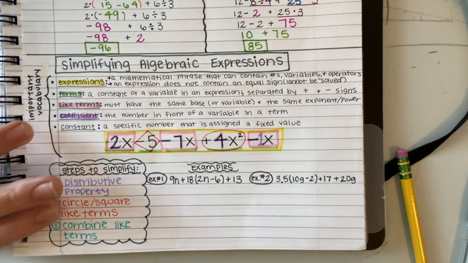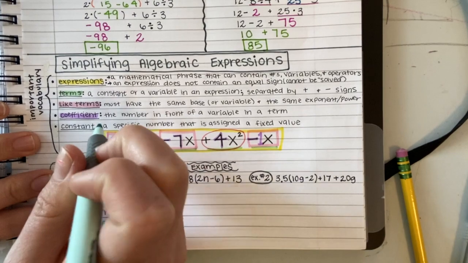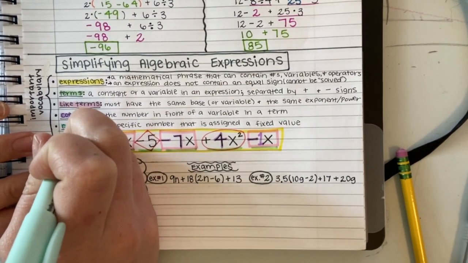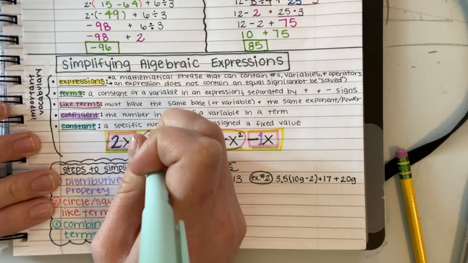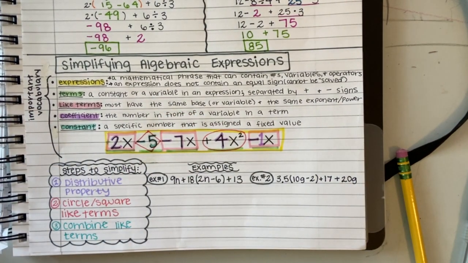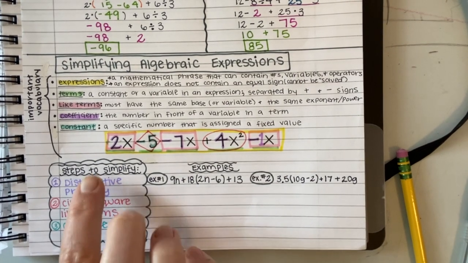And then last but not least, we have our constant. And my constant in this case is negative 5. So when we are simplifying algebraic expressions, which I think is the most important part of solving multi-step equations, because it can simplify anything that can seem really complicated, what we want to focus in on are these steps.